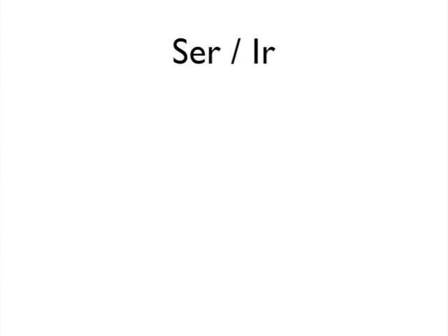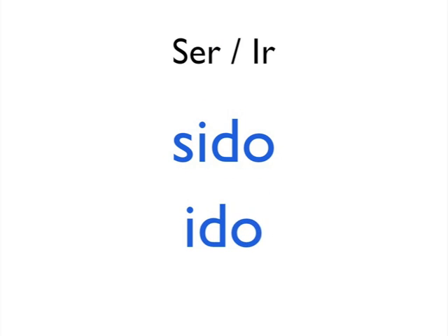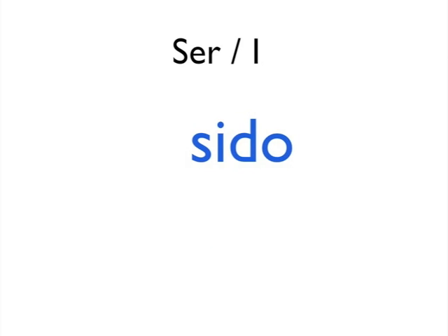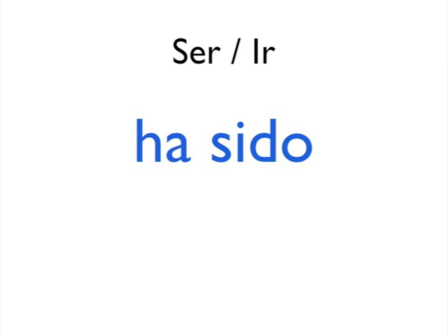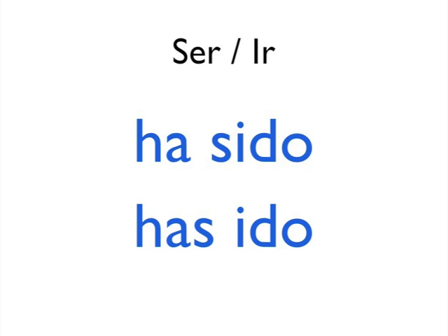Ser and ir are usually highly irregular verbs, but believe it or not, their past participles are regular. For ser, we take off the er ending and add ido, sido. For ir, we take off the ir, well, that leaves us with nothing, and we add ido, we end up with just ido. So, if we wanted to say he has been, we would say ha sido. And if I wanted to say you have gone, I would say has ido.